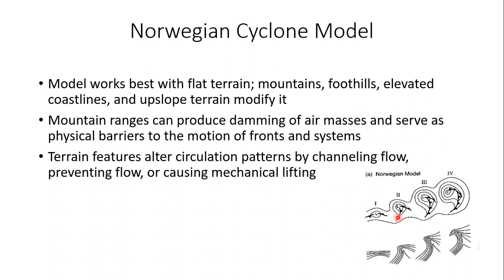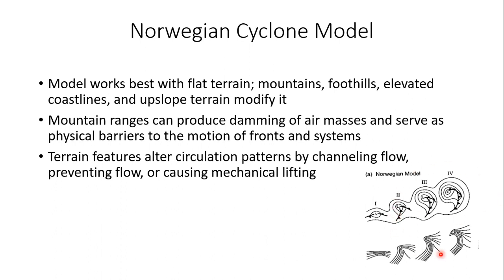Mountain ranges actually can produce a condition that's known as damming of air masses and serve as physical barriers to the motion of surface fronts and surface pressure systems. Terrain can alter circulation patterns as well by channeling the flow. For example, in a valley between mountains, we can get terrain features causing a funneling effect, preventing flow or causing even mechanical lifting.